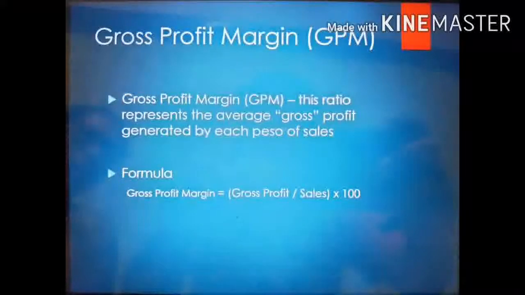We now come to gross profit margin or GPM. This ratio represents the average gross profit generated by each peso of sales. The bigger the gross profit margin, the better the company is performing in terms of profit. So the formula for gross profit margin is gross profit divided by sales times 100.